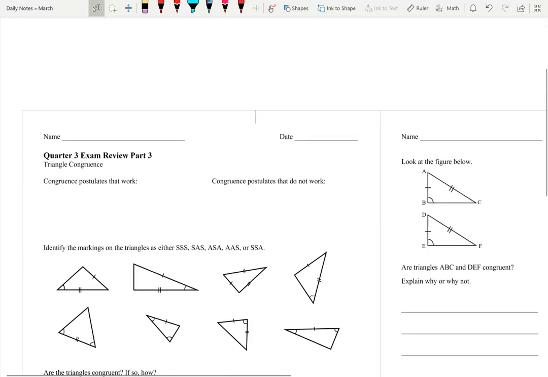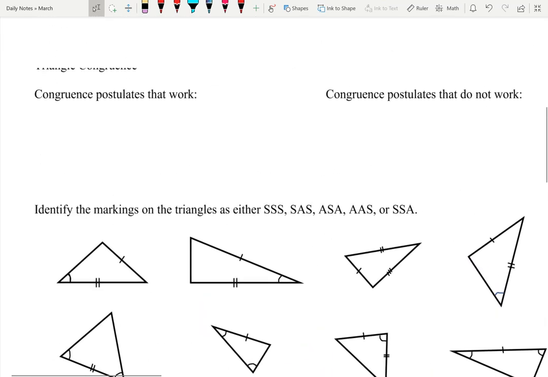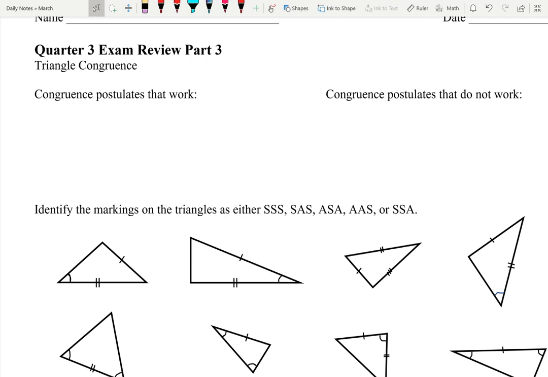Okay, so here we go with part 3 of our exam review covering triangle congruence. So let's get started. There are some postulates of triangle congruence that you need to be aware of that are going to work, and then there are some that do not work. Well, there's one in particular that doesn't work.